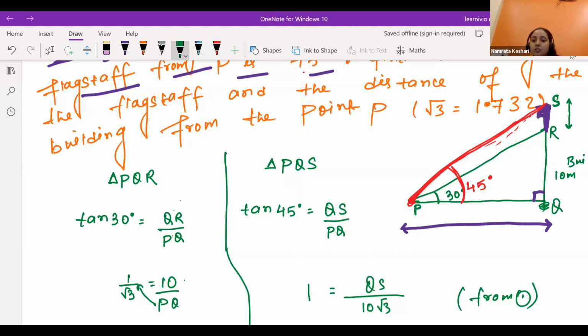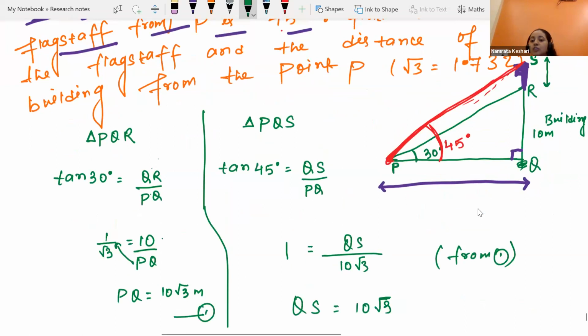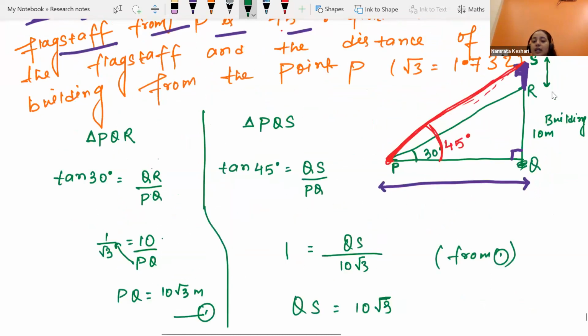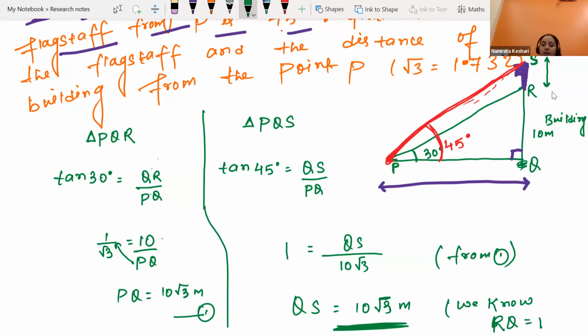So QS is the length of the building plus the length of that flag staff, right? We just have to find RS. So can we say what will be RS from here? Tell me. Class 10 student, this much basic knowledge you must be able to understand. QS is 10 root 3. RQ is 10. Then RS will be what? I'm writing it over here, Aisha. Read it carefully. QS is 10 root 3, QR is 10 meter. Then RS will be what?